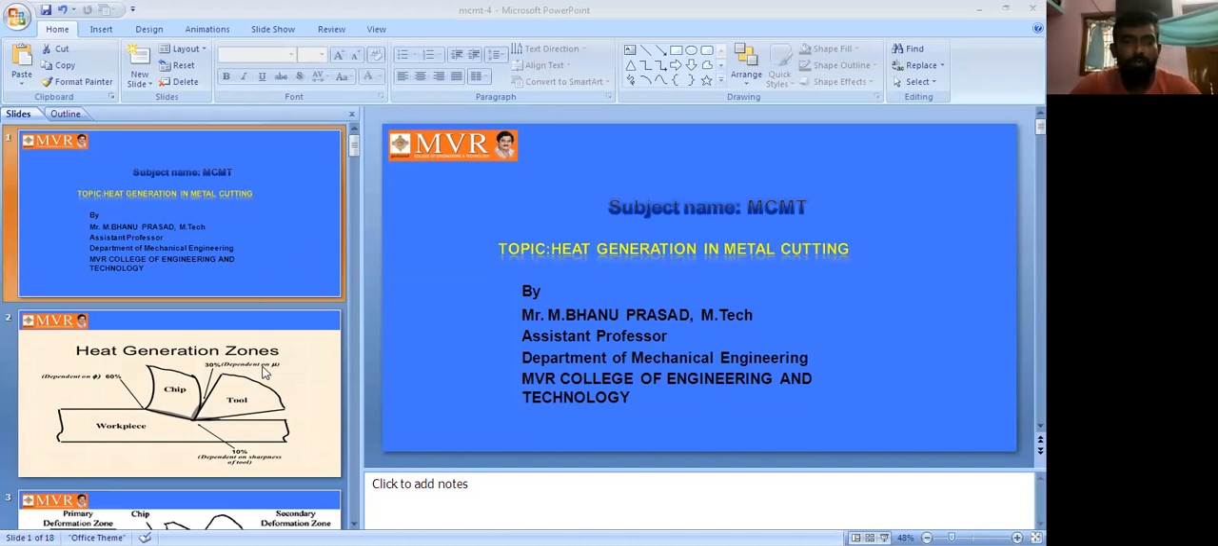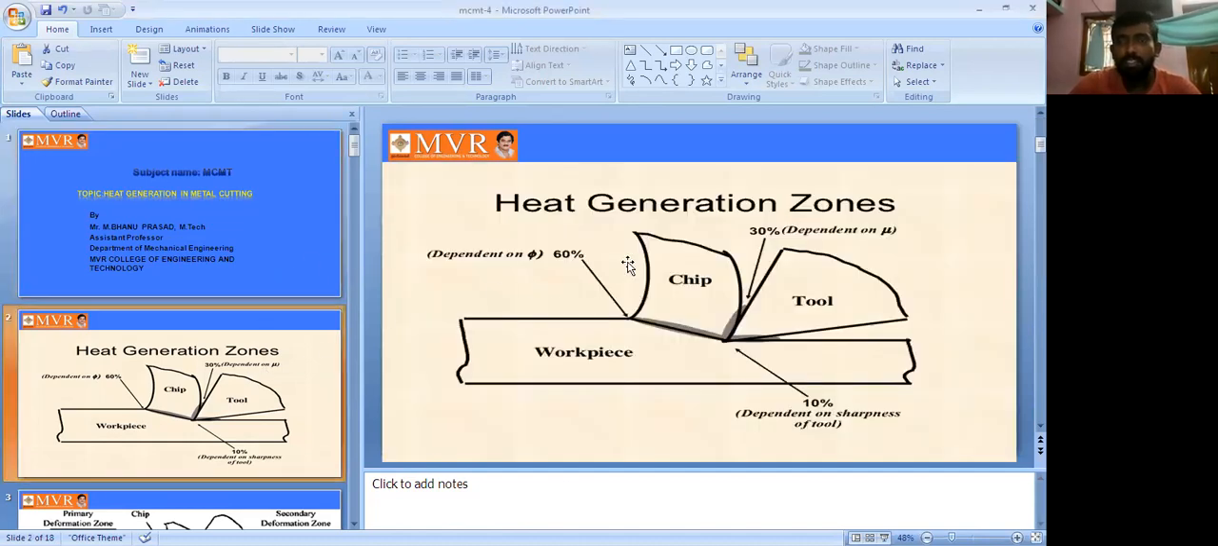So, start from this diagram onwards. Heat generation in zones. This is one of the examples of the diagram. In this diagram, the heat is generated in these percentages. See here, it is the workpiece, it is a chip, it is a tool. So here, from these portions onwards, the heat will be generated, a total of 100%.